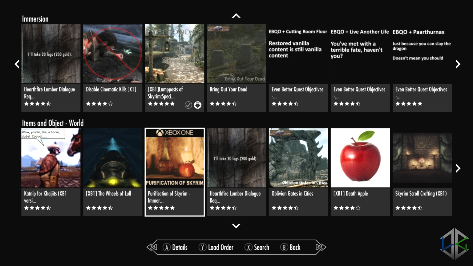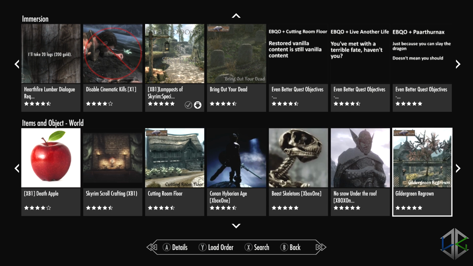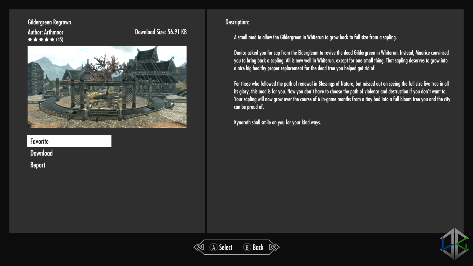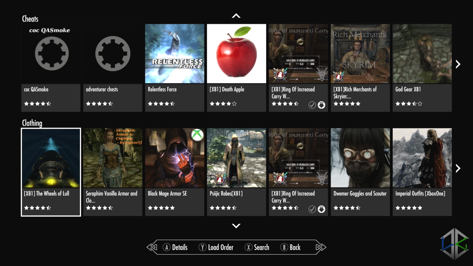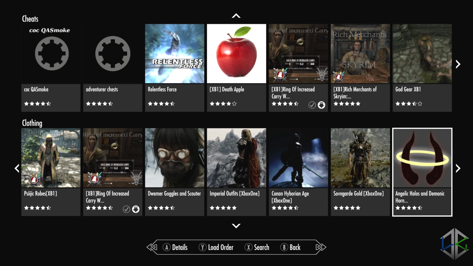Next, small miscellaneous items, decorative items, objects, and foliage that add single or small amounts to small areas, like for example the Gilder Green Regrown adds a single tree into Whiterun. And finally, any weapon or armor changes that only alter weapons and armors in the game.